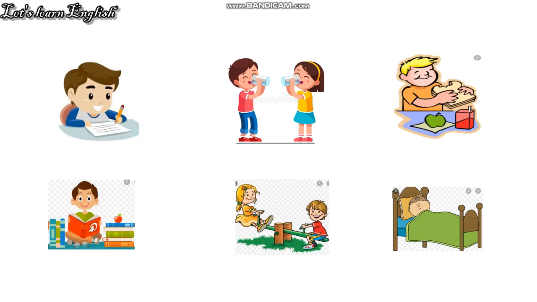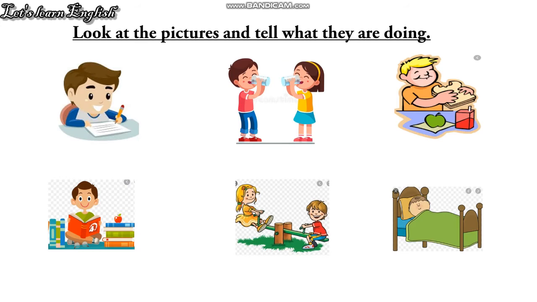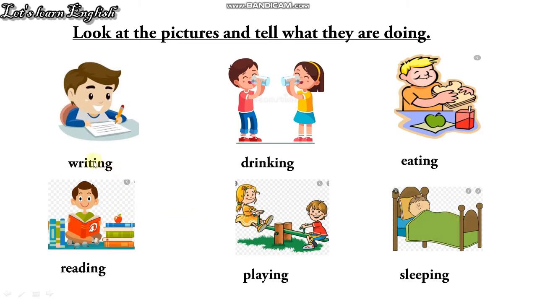Okay, move on. Let's look at the pictures and see what they are doing now. Picture number 1, picture number 2, picture number 3, picture number 4, picture number 5, and picture number 6. Let's take a look at the words. Picture number 1, writing. Number 2, drinking. Number 3, eating. Number 4, reading. Number 5, playing. Number 6, sleeping. Okay, that's it for the pictures, and we go to the main part of our lesson today.